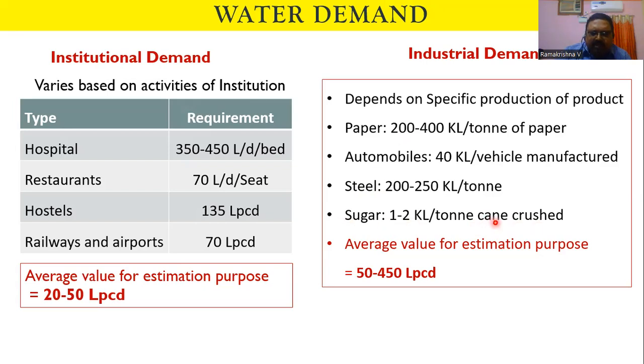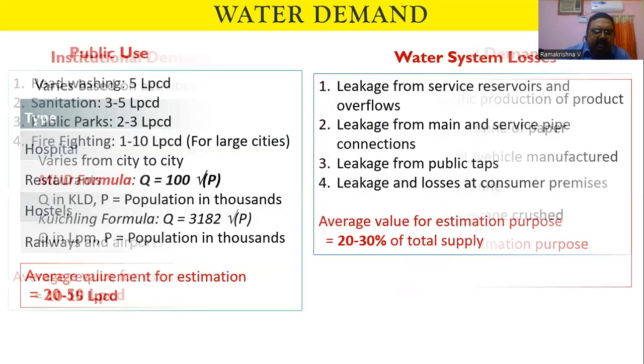For the sugar industry, it depends on how much sugar cane is crushed in the process. So that's why it is represented in terms of per ton of cane crushed. And for estimation purposes, because so much variation is there, the average value we consider is 50 to 450 liters per capita per day.